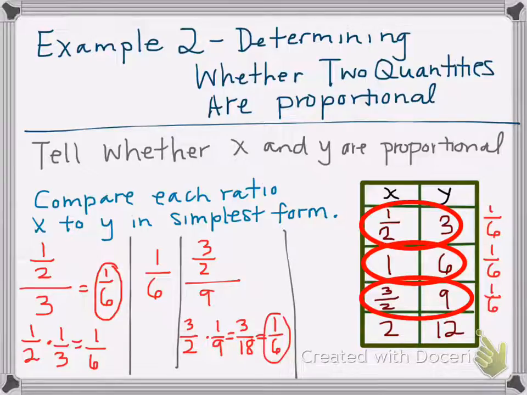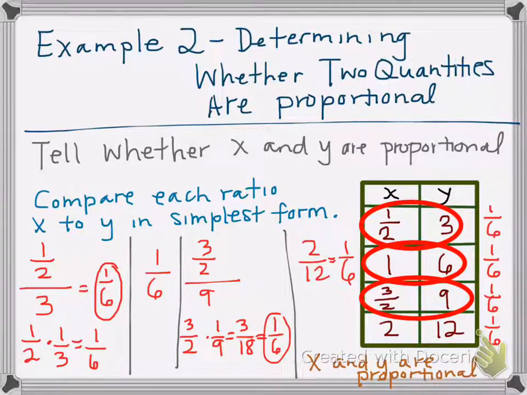We have one more, and then it'll be proportional. You need to do all values here. So we have 2 over 12. Well, we know this one. Divide by 2, divide by 2, 1/6. Awesome job. So, my friends, the question of the hour is, tell whether x and y are proportional. Are they? So you write it, x and y are proportional. Way to go. Let's do some on your owns.